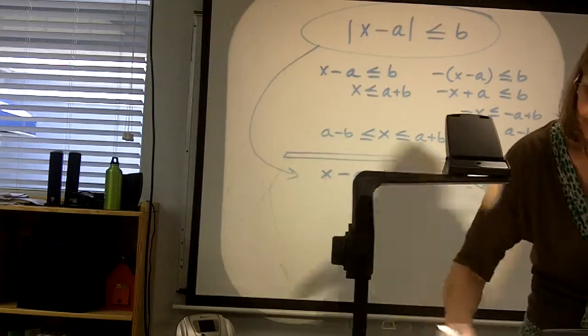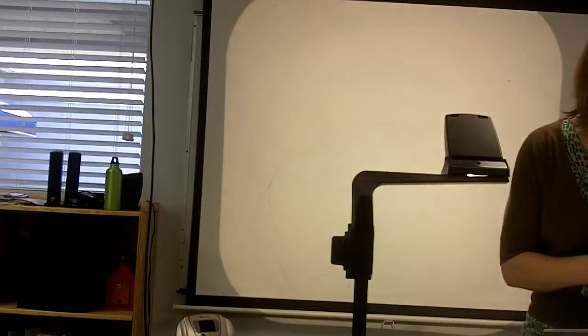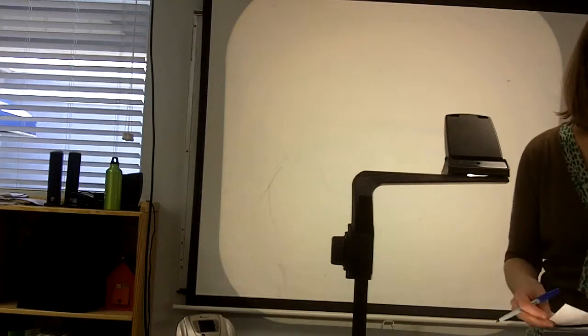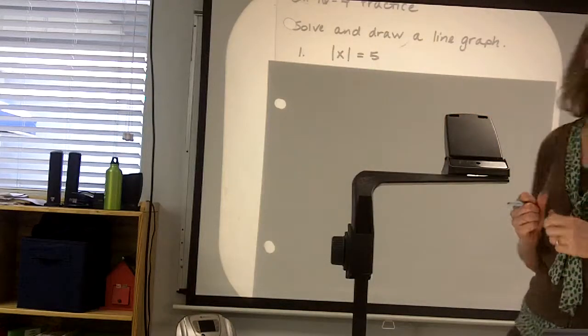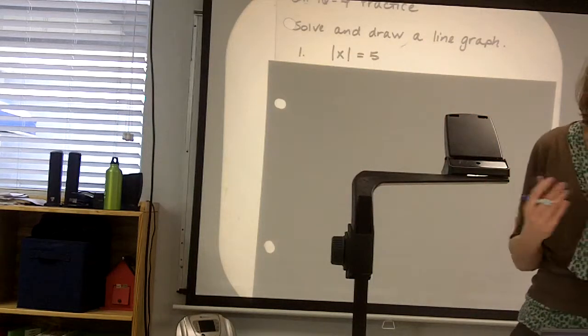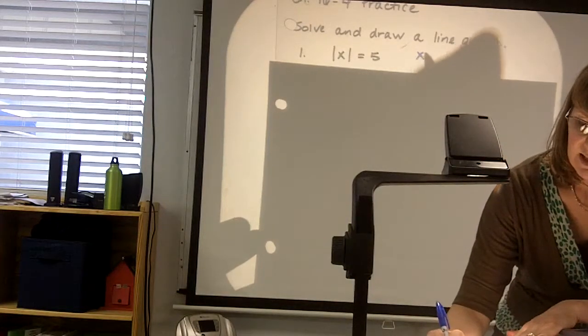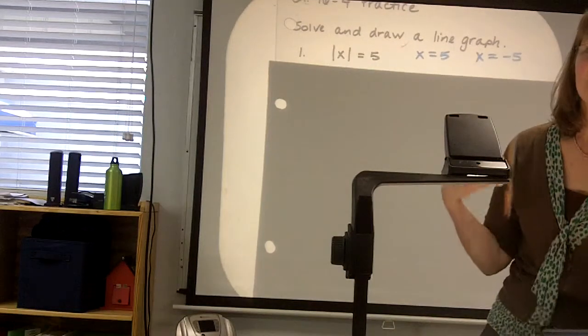Okay, all right. So we're going to start off slow, get a little faster. Okay, so in this case, we have the absolute value of x is 5. So we could rewrite it as x equals 5 and x equals negative 5.